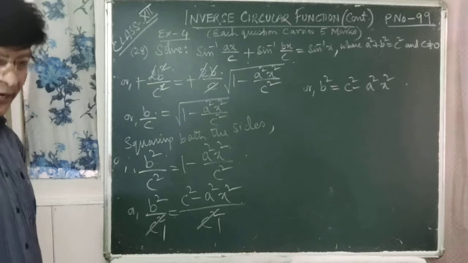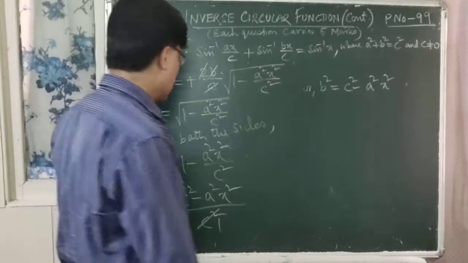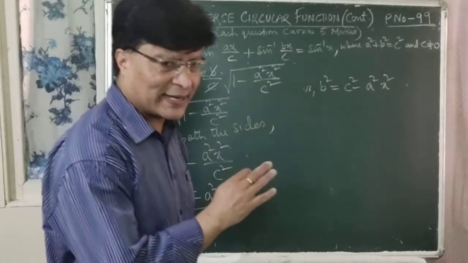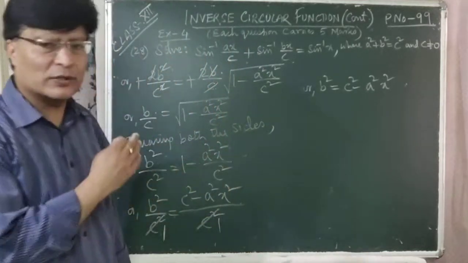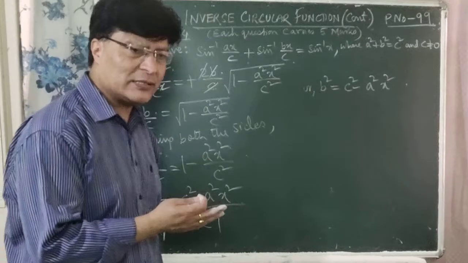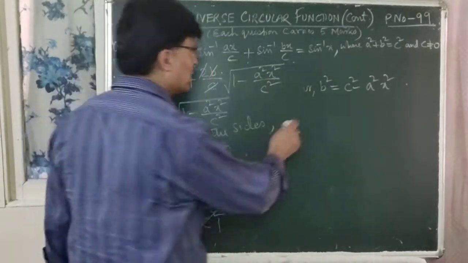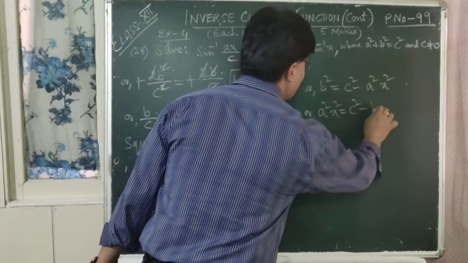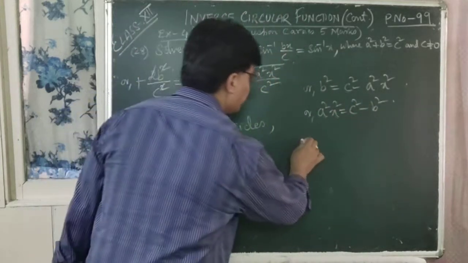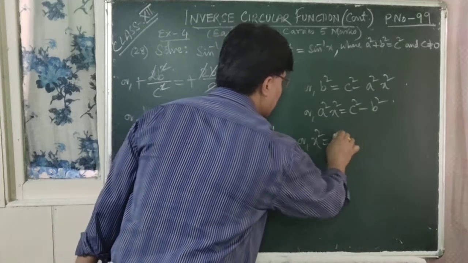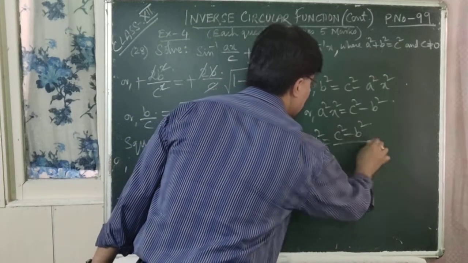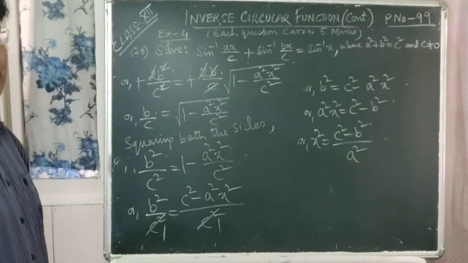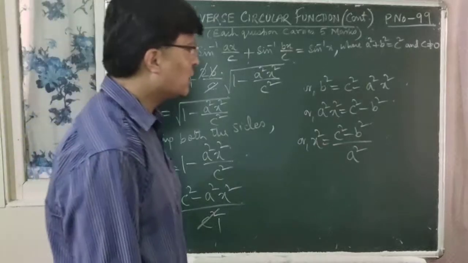Now let us simplify it. So now you have to get the value for x. So take that term containing x on the left hand side. That is minus a square x square, take it to the left hand side. So it becomes a square x square is equal to c square minus b square. Or what is the value for x square? x square is equal to c square minus b square divided by a square. Is it clear to all of you? So I think you have understood it.